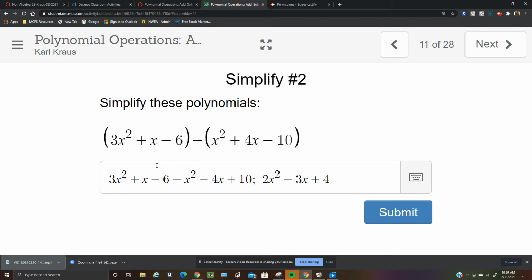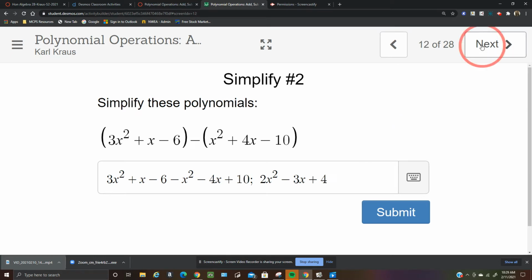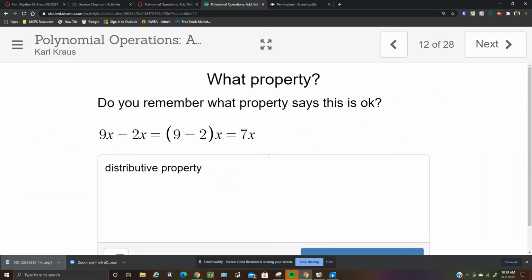Slide 11, distribute the negative here, negative x squared minus 4x plus 10, and then combining like terms, 3x squared minus x squared is 2x squared. x minus 4x is negative 3x, and negative 6 plus 10 is 4. And then this is the distributive property here, just combining the coefficients.